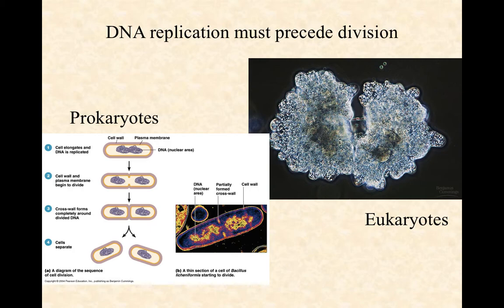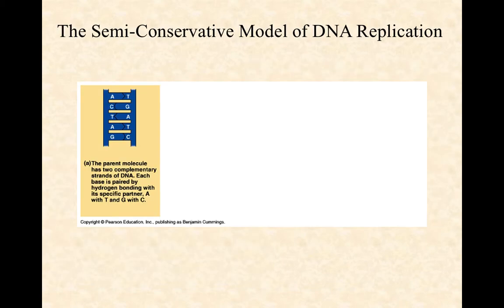Now I said DNA replication has to precede division. Hopefully that's obvious why. In eukaryotes, that division is going to come primarily in the form of mitosis, but also potentially meiosis if we're talking about the formation of sperm and eggs. In prokaryotes, cell division happens by binary fission. In either case, you have to start the process with faithful DNA replication. Otherwise, you're going to give one daughter cell mutated DNA or no DNA at all, and that's bad news for the survival of the organism.